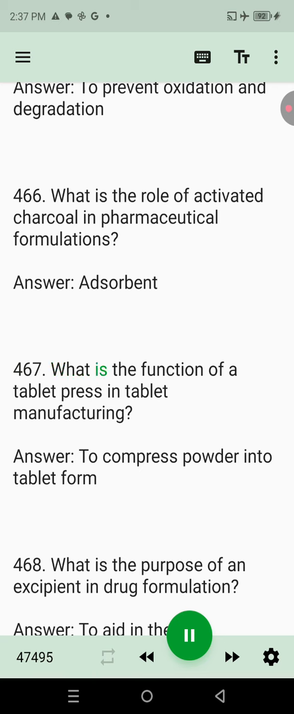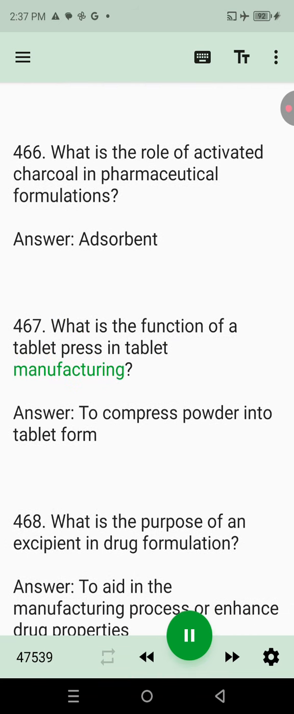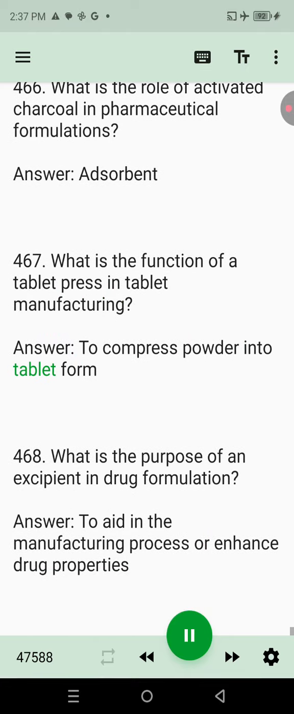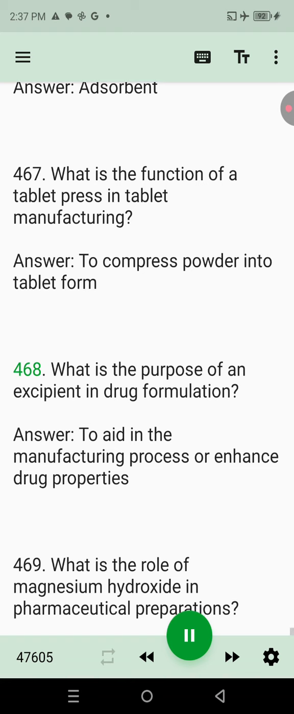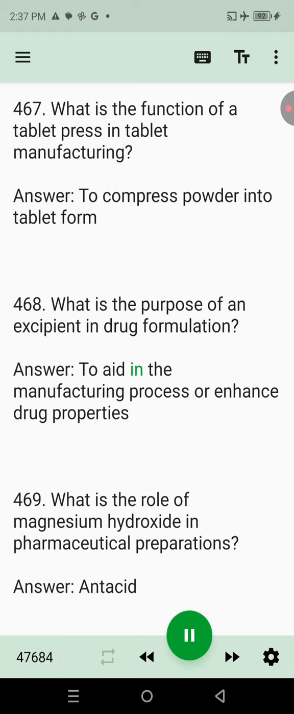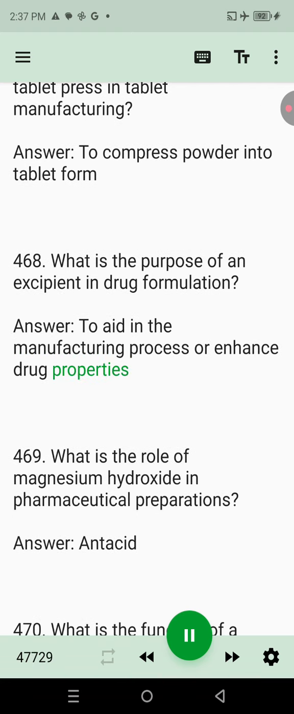467. What is the function of a tablet press in tablet manufacturing? Answer: to compress powder into tablet form. 468. What is the purpose of an excipient in drug formulation? Answer: to aid in the manufacturing process or enhance drug properties.